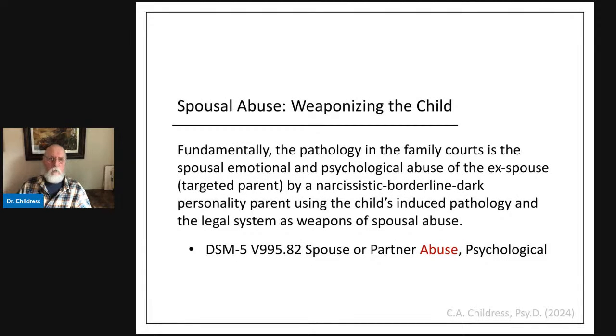So the spousal abuse issue in the family courts of concern is the weaponization of the child by the allied parent. So fundamentally, the pathology in the family courts is the spousal emotional and psychological abuse of the ex-spouse, the targeted parent, by a narcissistic, borderline, dark personality parent using the child's induced pathology and the legal system as the weapons of spousal abuse, and which is a DSM-5 diagnosis, V995.82, spouse or partner abuse, psychological.